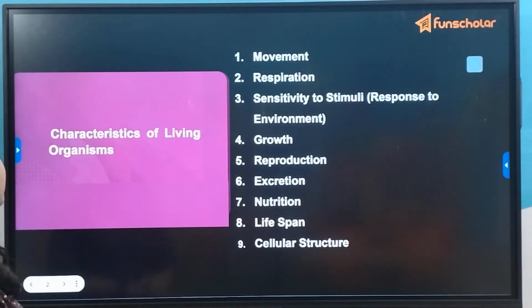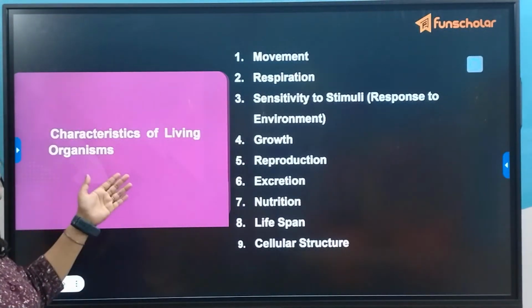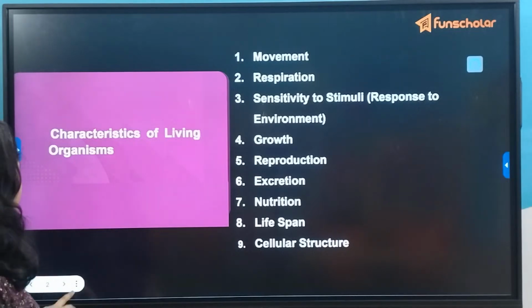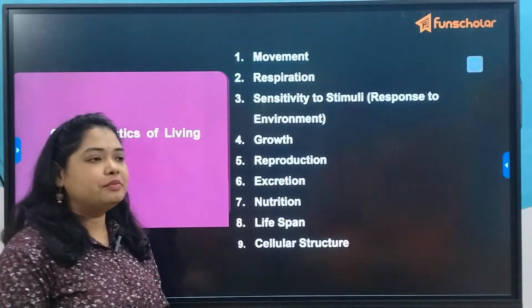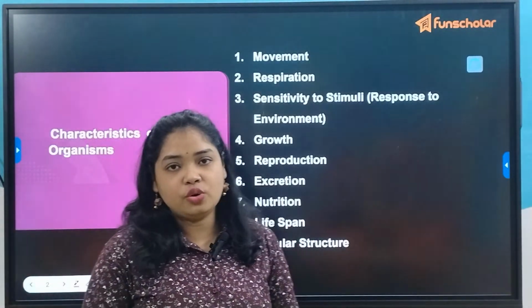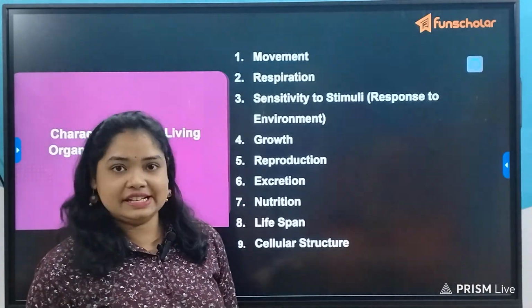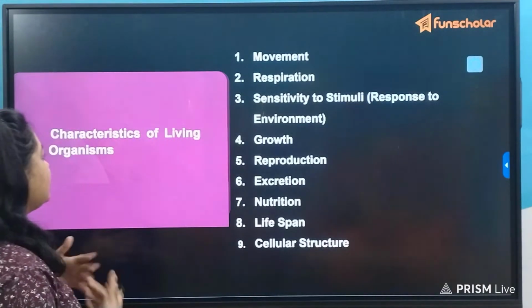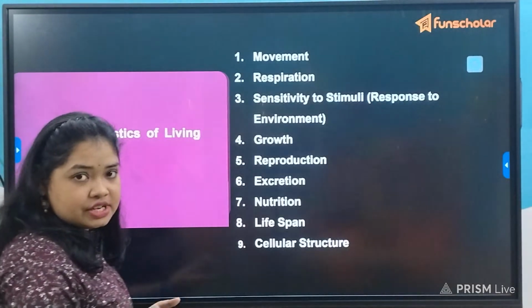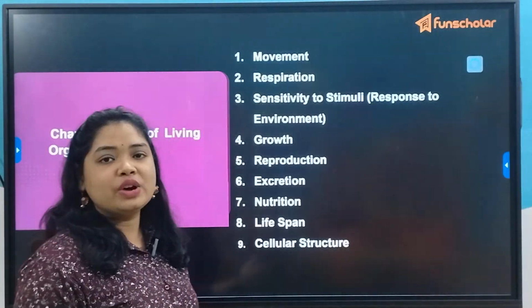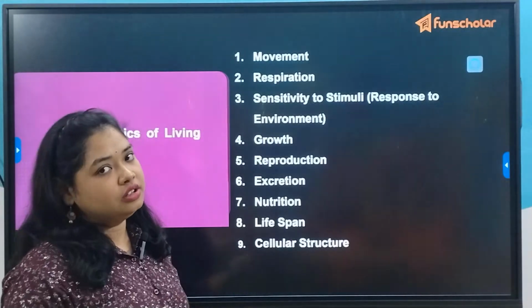So first of all, we'll have a quick recapitulation about the characteristics of living organisms, which we have already discussed in the lower grades, right? So basically from the lower grades, we know the basic distinction between living and non-living organisms. And in this, we are just having a recapitulation of what are the main or distinctive features to ascertain whether any organism is living or non-living.